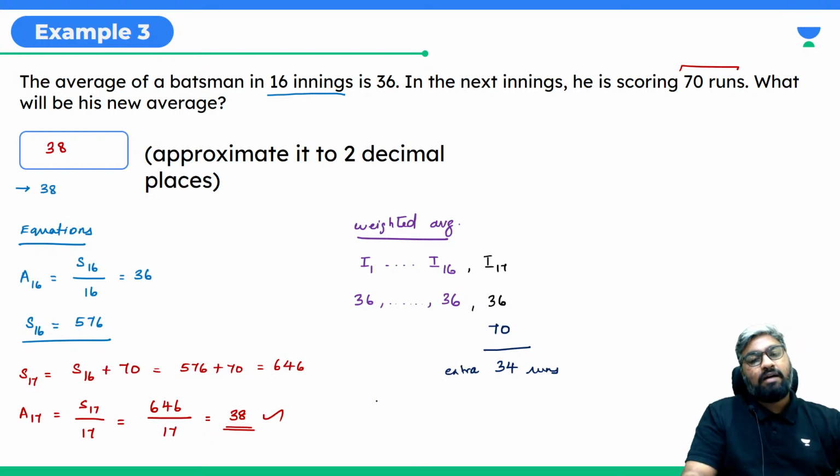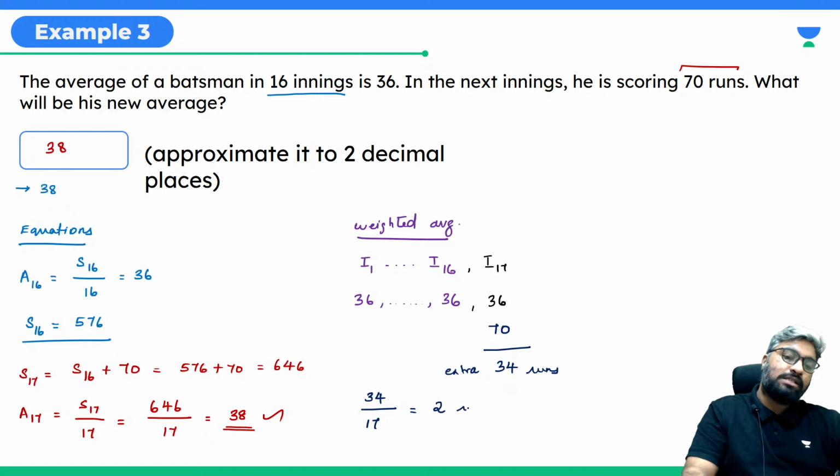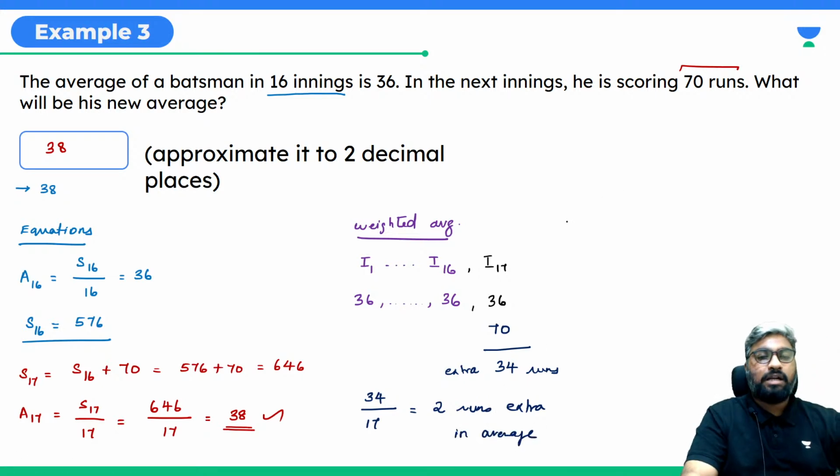That means the average will increase by how much? 34 for how many innings? 17 innings. 34 by 17 is 2 runs extra in what? In average. So our new average becomes what? Earlier it was 36. Now it increases by 2, giving us 38 runs average. Clear, guys?